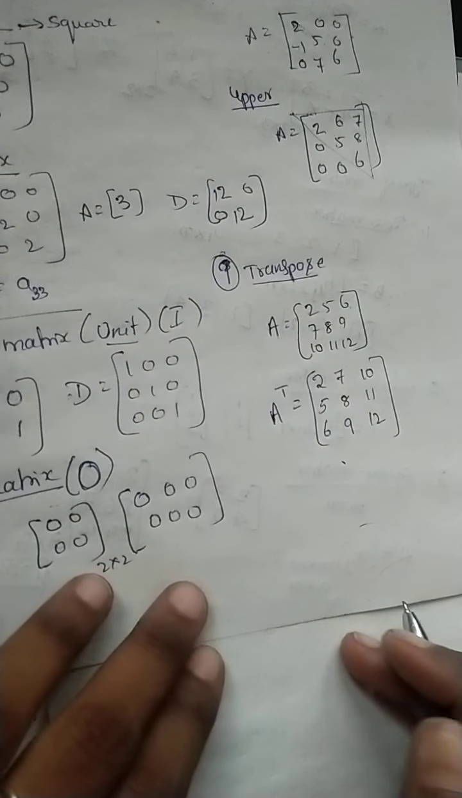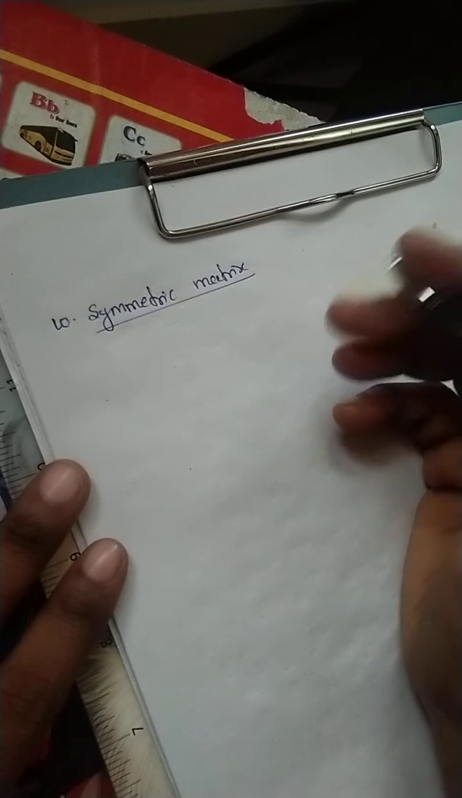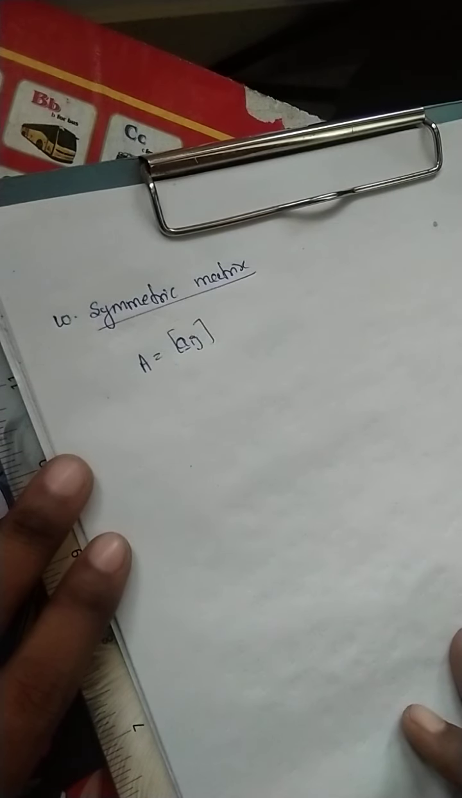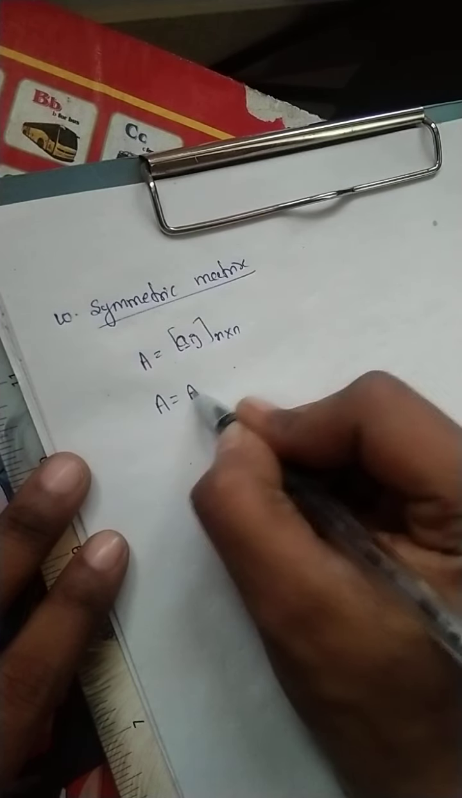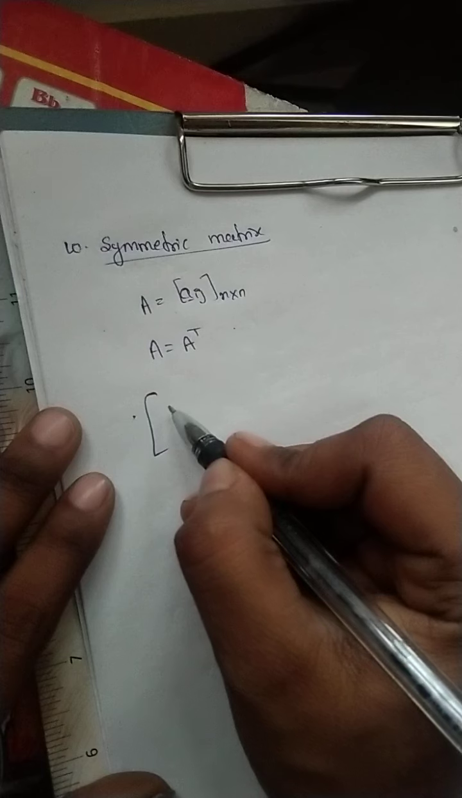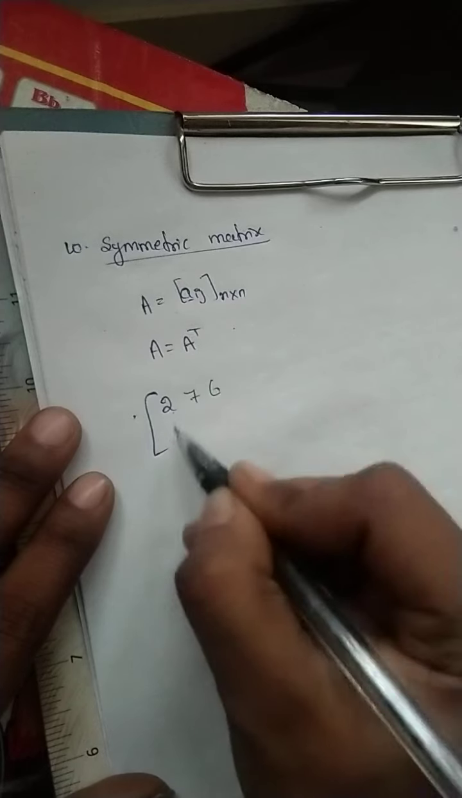Next comes the symmetric matrix. Any square matrix is said to be a symmetric matrix if A equals A transpose. That means, consider A as 2, 7, 6.